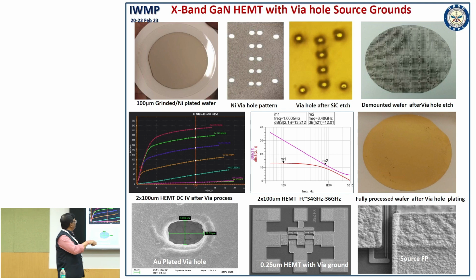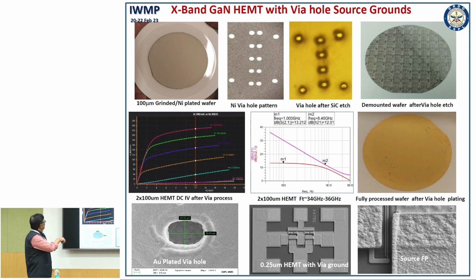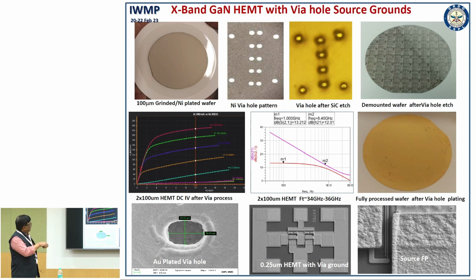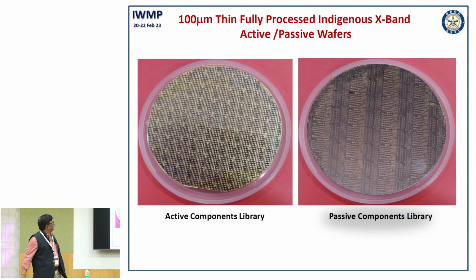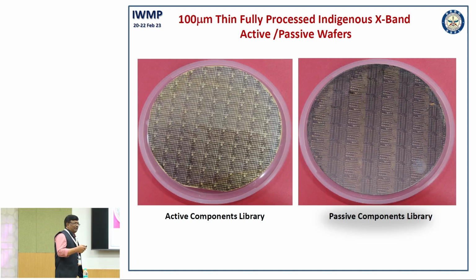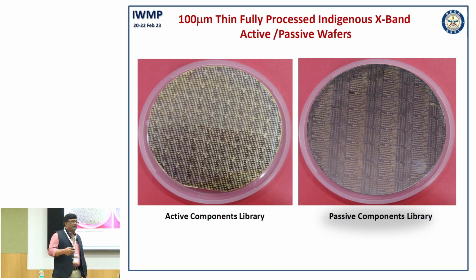So, this is source field plate, and this is the via hole from backside, and now we have these devices giving X band and Ku band performance. These are the Ku band devices with via hole, air bridge, field plate. All these devices we have developed, and then we have developed a library of these devices, and then models are extracted, and we have a PDK for active components as well as passive components.